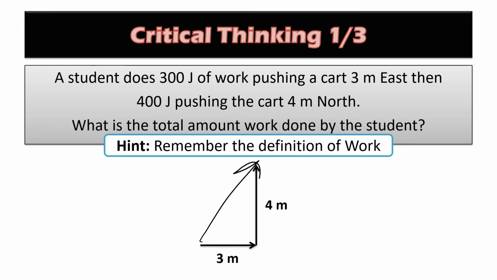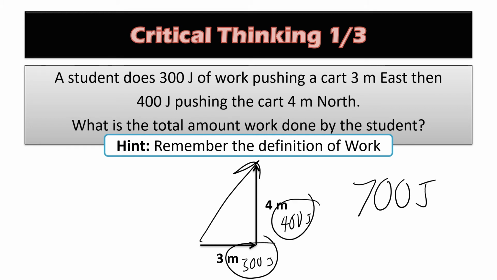So yeah, this was 300, this was 400, but this isn't 500 joules. You didn't do 500 joules of work. You get credit for all this work you just did. You did 300 joules plus another 400 joules. You did 700 joules of work. Work is a scalar quantity. You just add them all together. The direction doesn't matter when you're finding the total work.